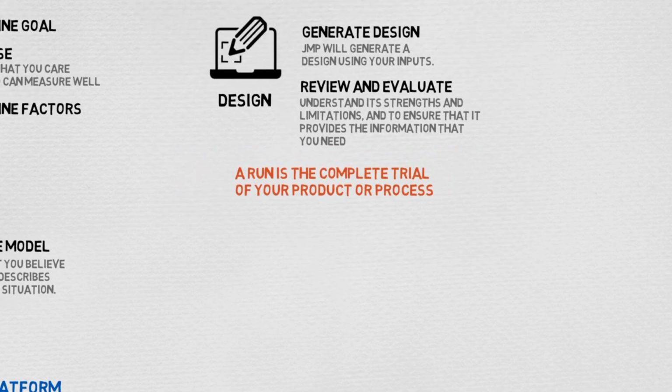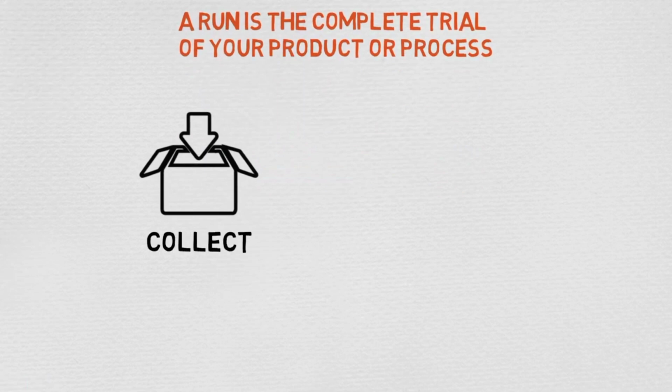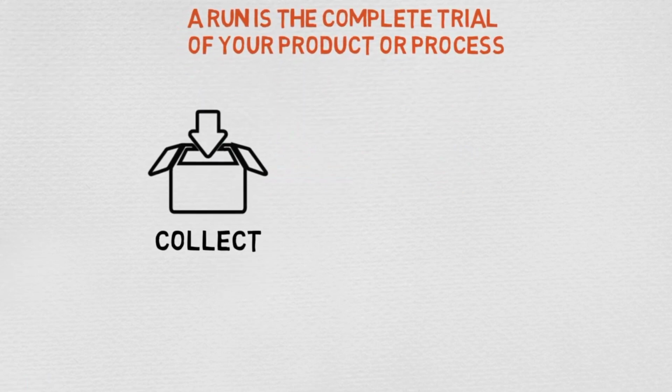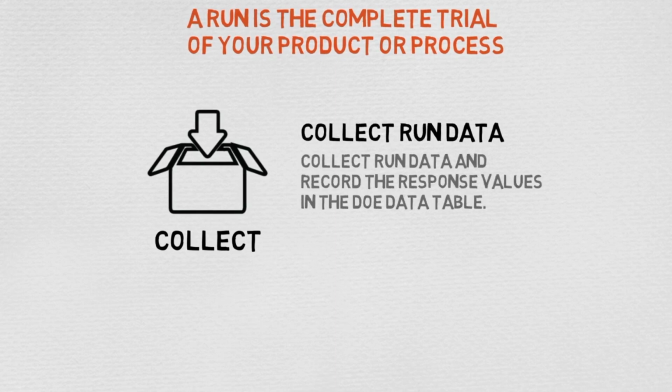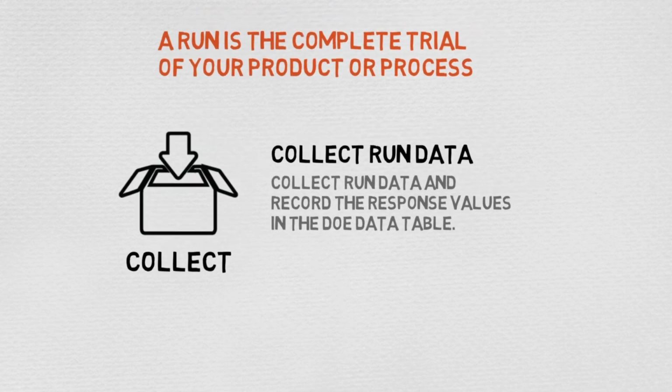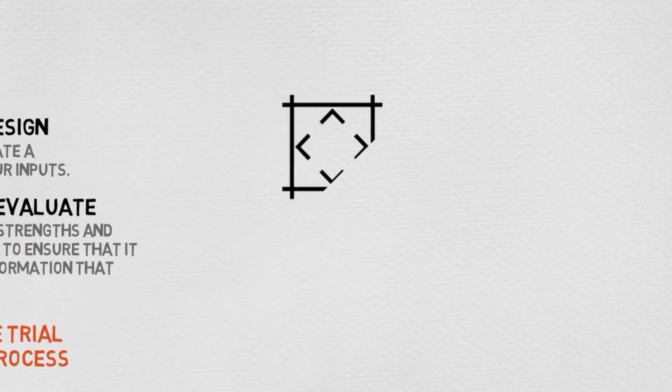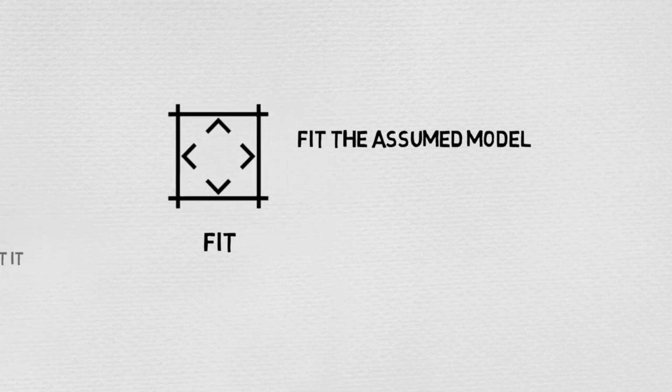Now it's time to collect data from the runs and record the response values in an empty data table column. That same data table has a pre-built fit model script. So that takes us into the next step where we'll fit our assumed model to the experimental run data.